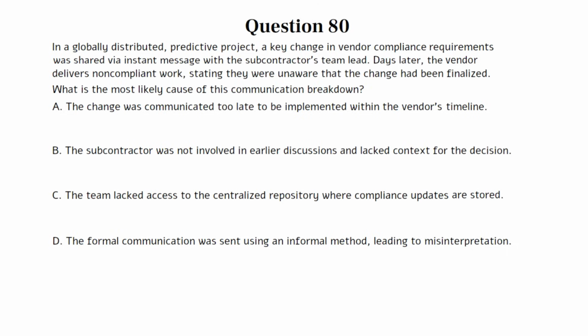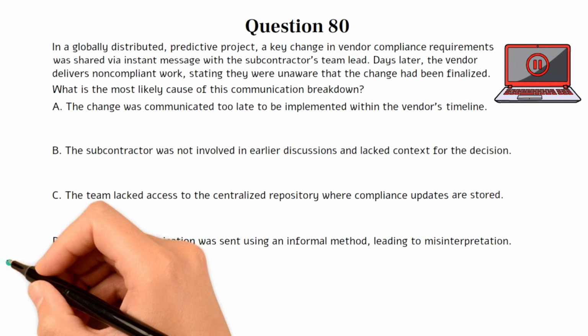A. The change was communicated too late to be implemented within the vendor's timeline. B. The subcontractor was not involved in earlier discussions and lacked context for the decision. C. The team lacked access to the centralized repository where compliance updates are stored. D. The formal communication was sent using an informal method, leading to misinterpretation. You can pause the video here if you need more time to work on the question. The correct answer is D.